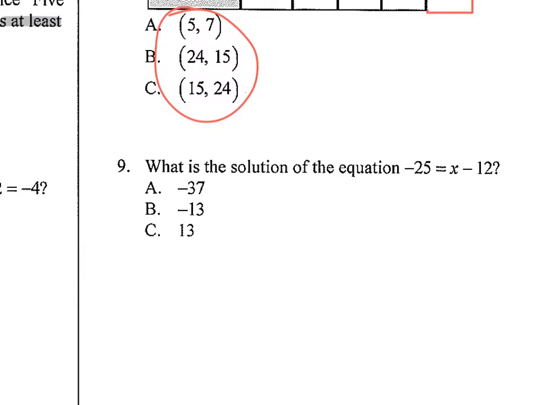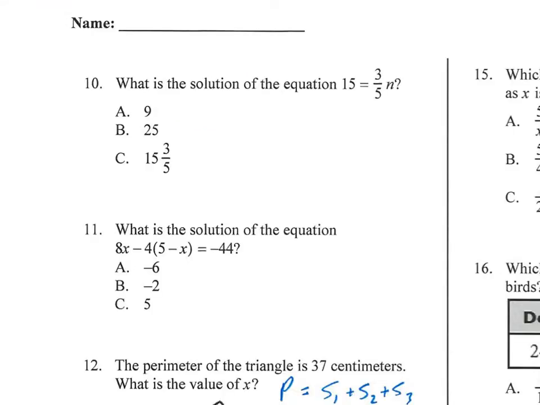Number 9, what is the solution to that equation? Negative 25 equals x minus 12. Solve for x. Get x by itself. Okay, number 10, what is the solution to this equation?